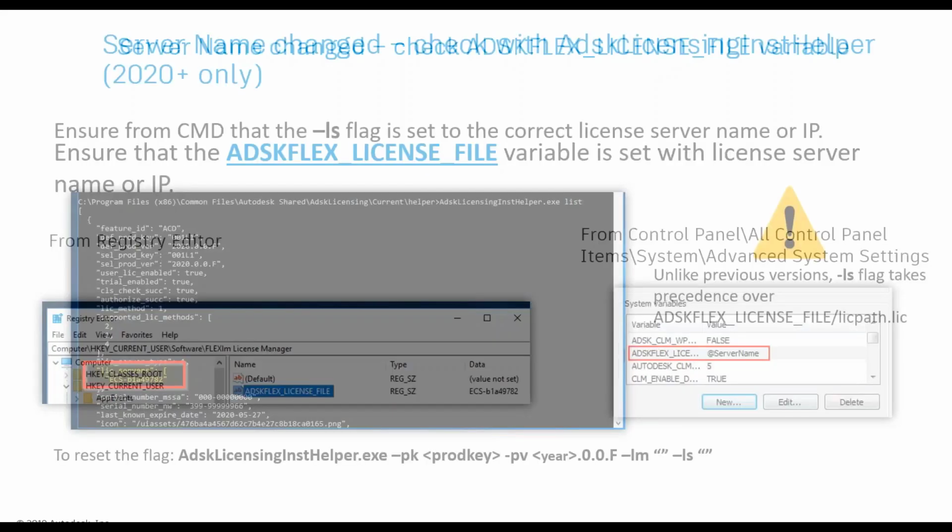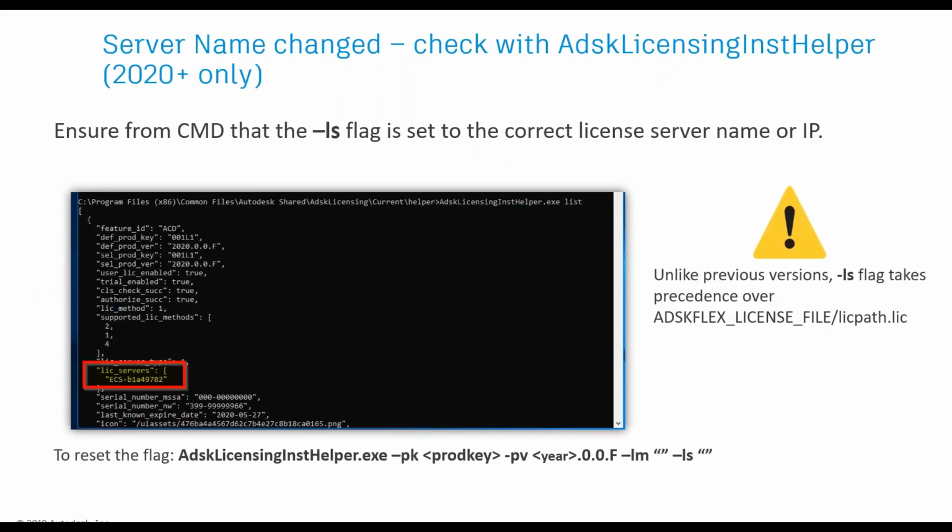Okay, so let's move on. So what happened with 2020? If you remember, it was enough with version 2017, 2018, and 2019 to go change the file leakpath.lic or the variable ADSK flex. So you would just make sure that those values were correct and it will work.